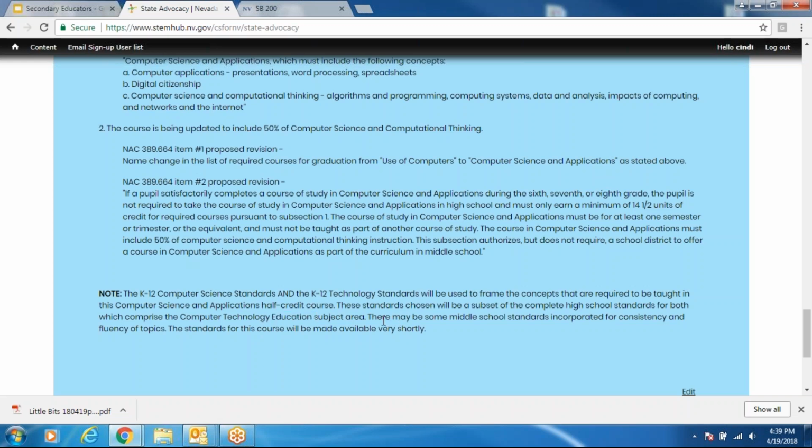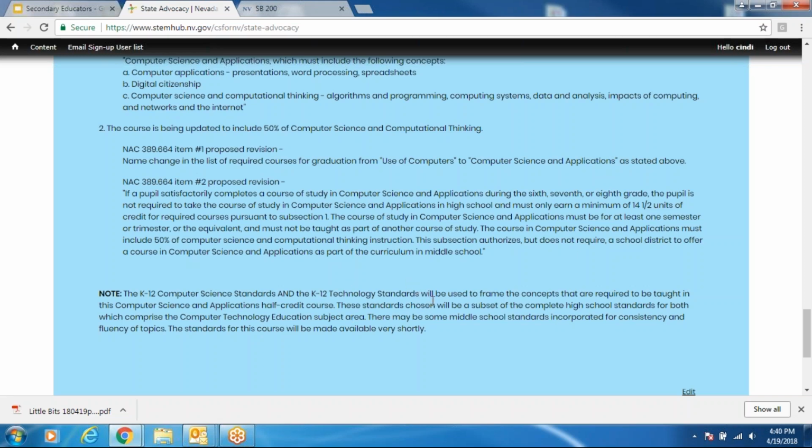Once again, this is a graduation requirement, right? This is a half credit course. So even though it is primarily being taught in the middle school, the standards that will be comprising this course will be primarily high school standards. However, in the area of computer science, there will be some middle school standards that will be brought in as well for consistency and bridging the skill and knowledge necessary to reach that high school level.